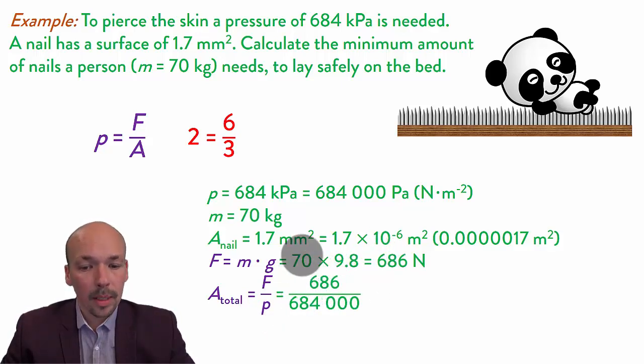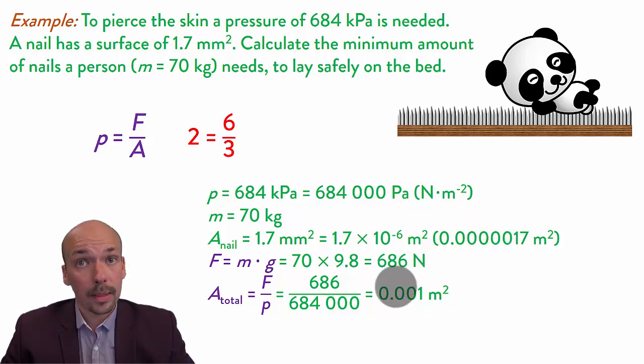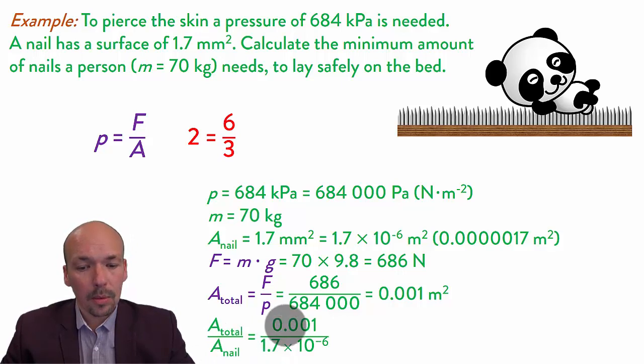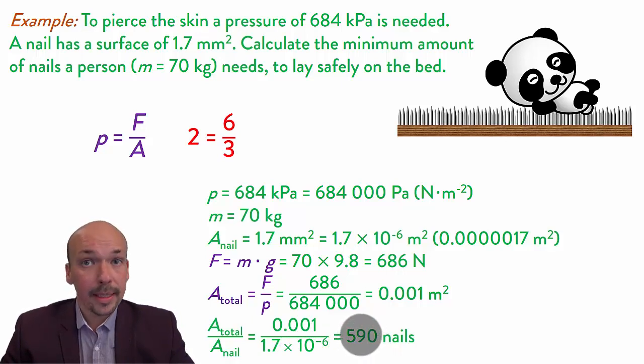686 newton divided by the pressure 684,000 pascal or newton per square meter, and we have an area of 0.001 square meter. So this is the total area you need, and every nail has an area which is so large. So now we can calculate how many nails you need. We divide the total area by the area of one nail, and then you know how many nails you need. So 0.001 divided by the area of one nail, and then we get 590 nails. So that's the minimum amount you need to lay safely on the bed.